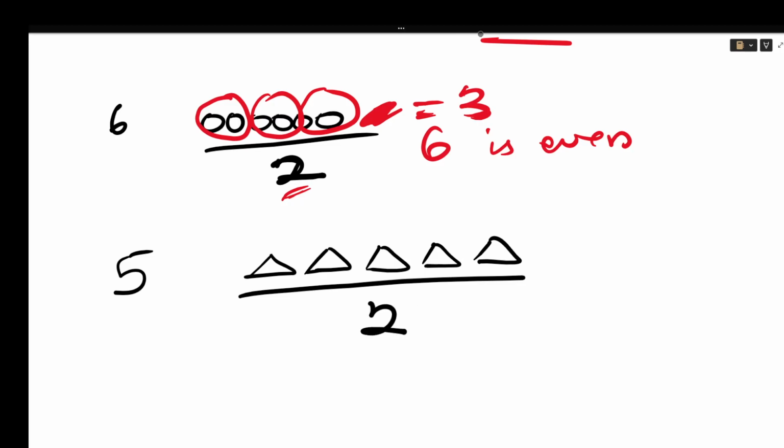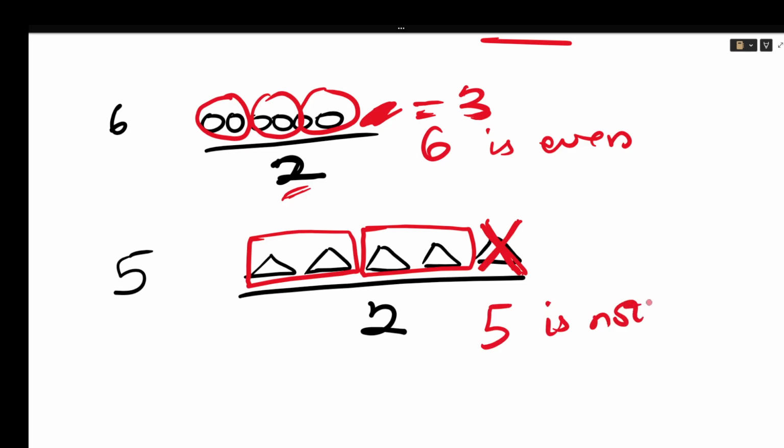Now let's group them in twos. We group the first 2. We group the second 2. Unfortunately, we find out that there is a remainder. There was one triangle remaining. So that doesn't satisfy our definition of an even number. Therefore, 5 is not an even number. 5 is not an even number.